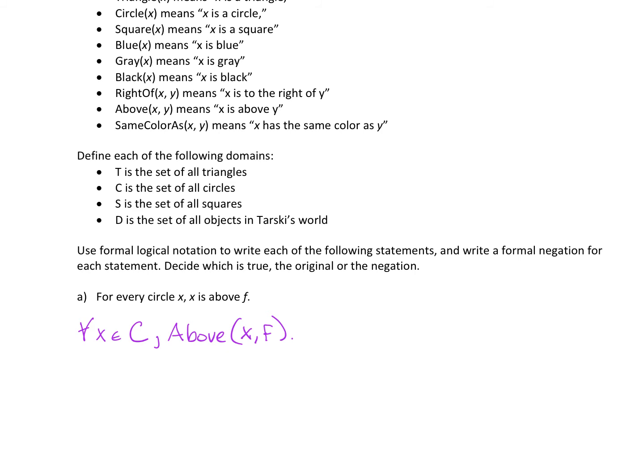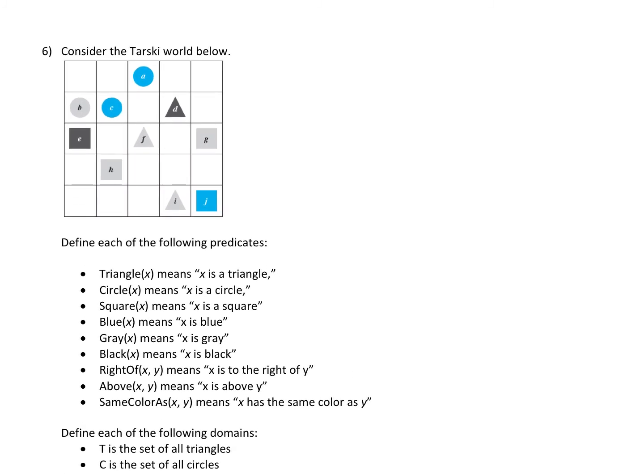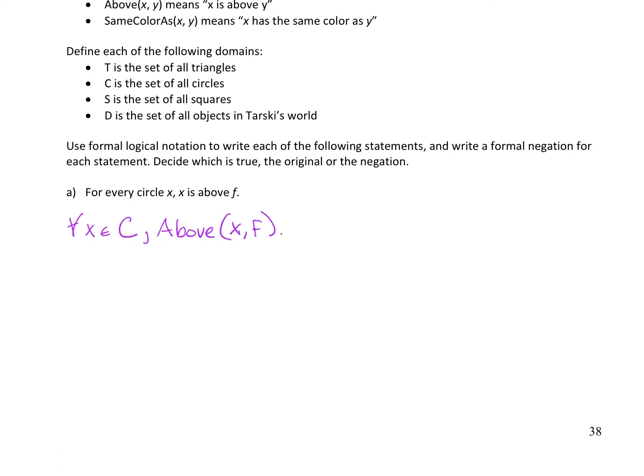So let's look at the picture. So we're saying for all circles C, for all circles, so let's just mark all the circles, there they are. Okay, all those circles x, are they all above f? So that is true. All the circles are above f. Okay, so we can mark that as true. And then we also need to negate it.